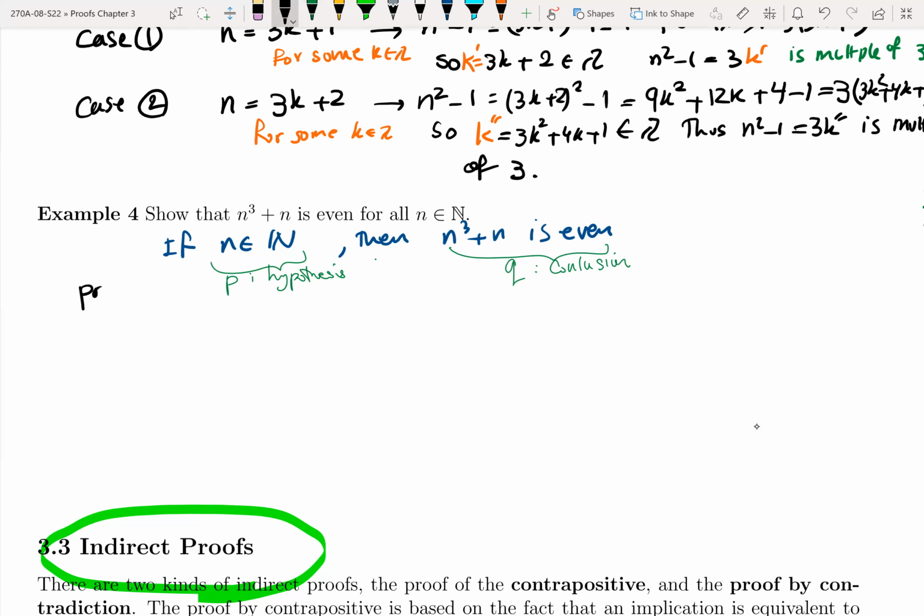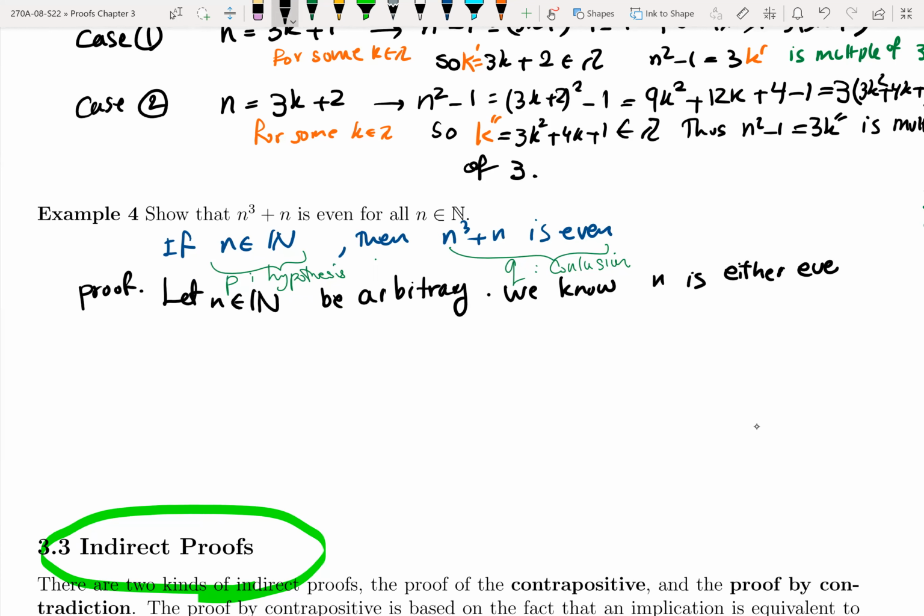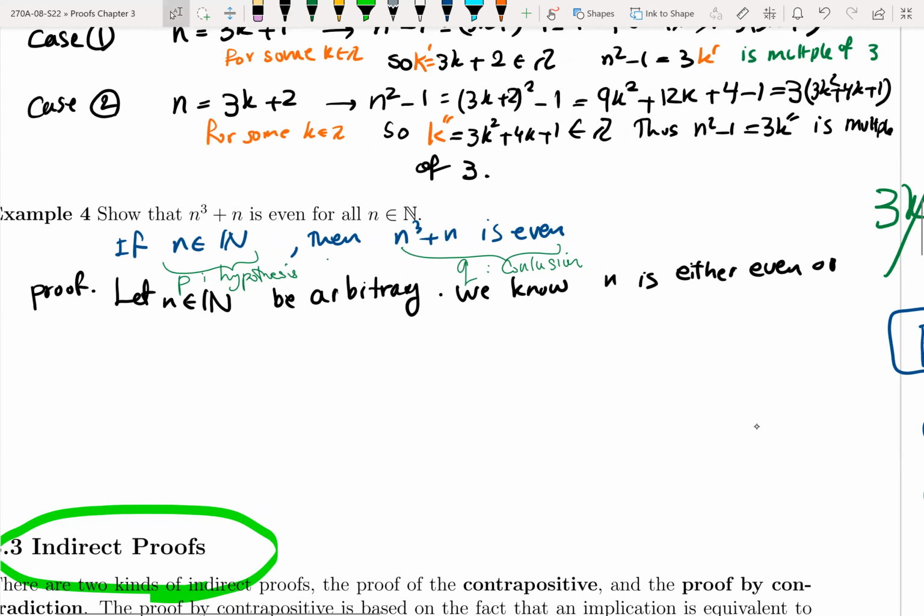Okay, so as we know, we have to consider n to be just an arbitrary number, any arbitrary natural number. That's just your first step. And then, as you said, we know n is either even or odd. There are no other cases, only two cases. So case number 1: you consider n is even.